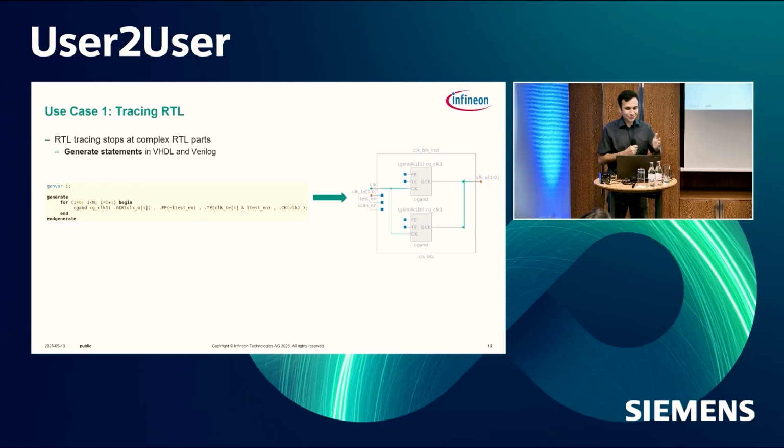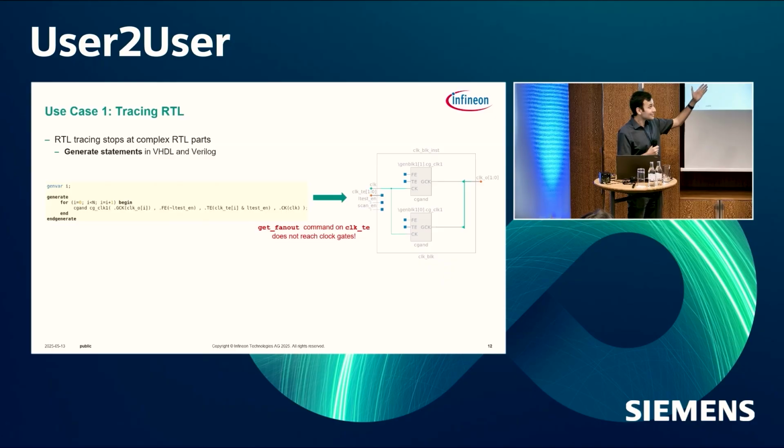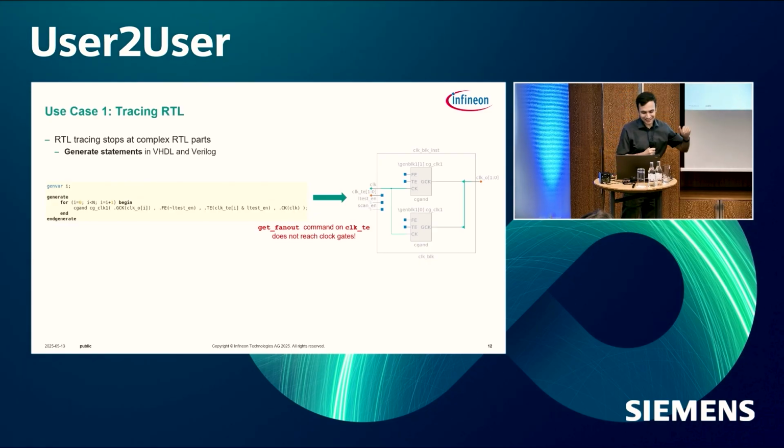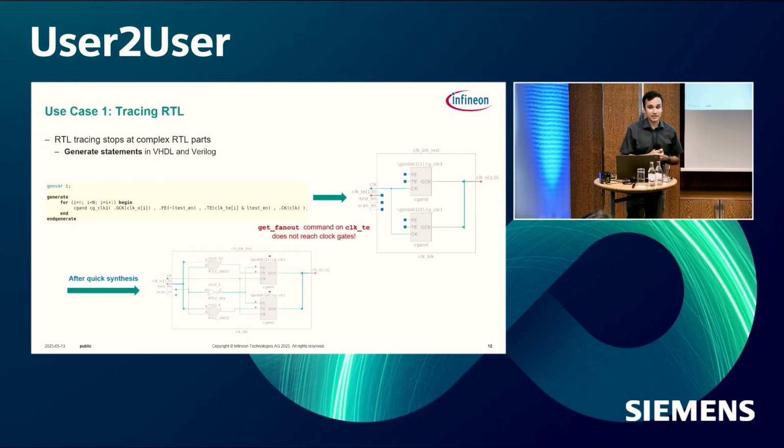However, if you use a Tessent command like get fanout or get fanin on the RTL, it directly stops at the boundary of this generate statement. So you cannot go through this generate statement, and you cannot fully trace the RTL. However, if you synthesize everything using Tessent Quick Synthesis, then everything gets synthesized and everything will be accessible.